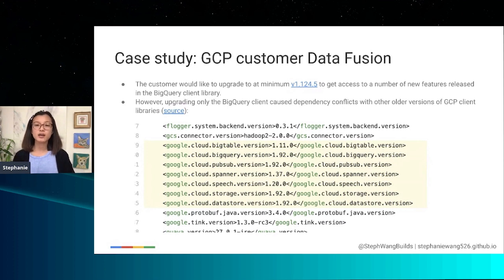However, it was not going to work for them if they only updated the BigQuery client version, because this particular customer also had other GCP dependencies like Bigtable, PubSub, Spanner, Speech, Storage, and Data Store. By upgrading only the BigQuery client version, they introduced dependency conflicts because these clients all shared a number of common dependencies under the hood. And dependency misalignment was becoming an issue for this particular customer.